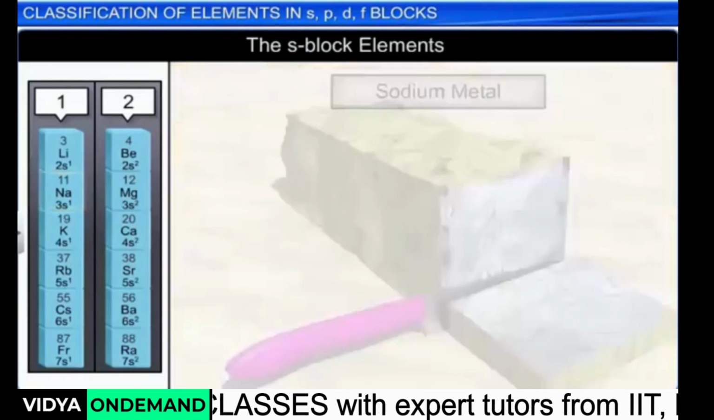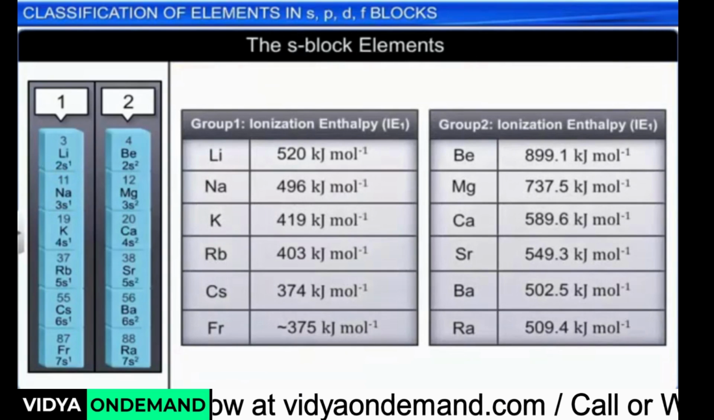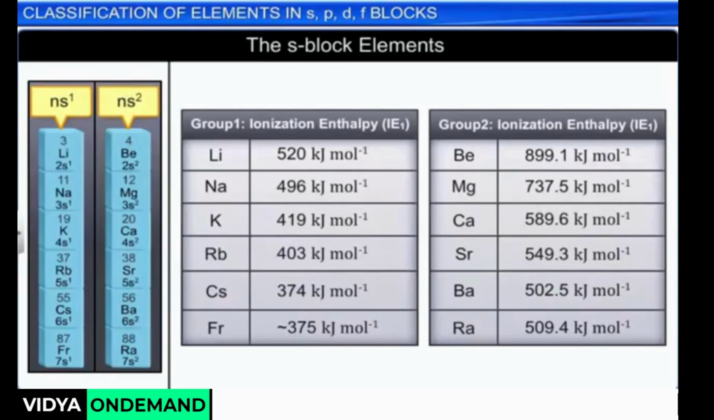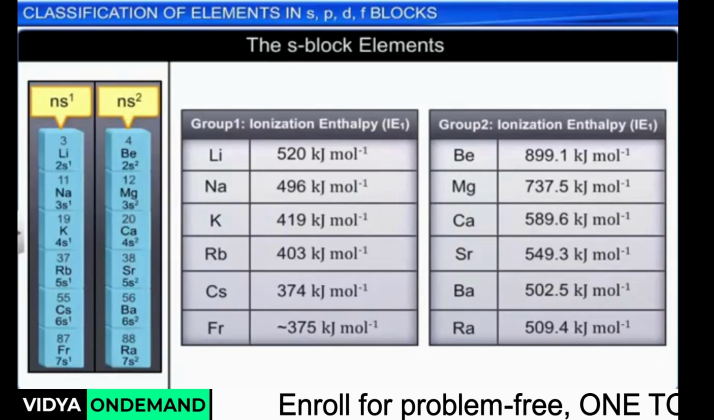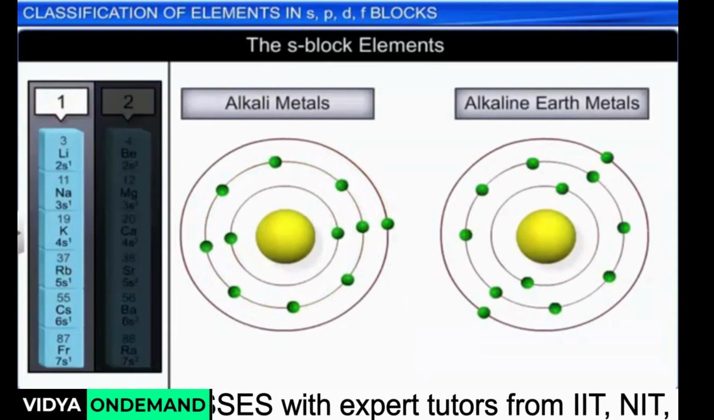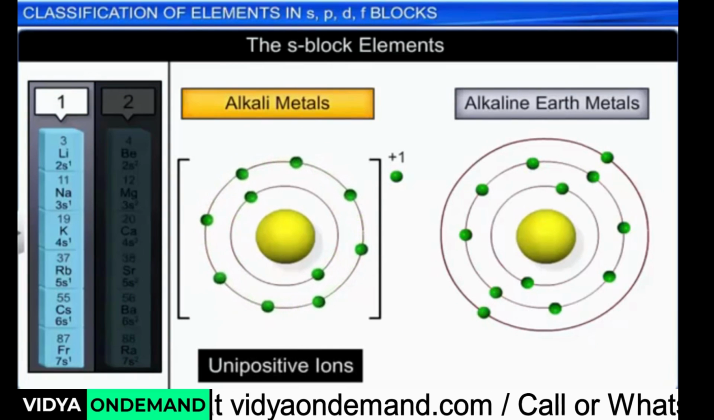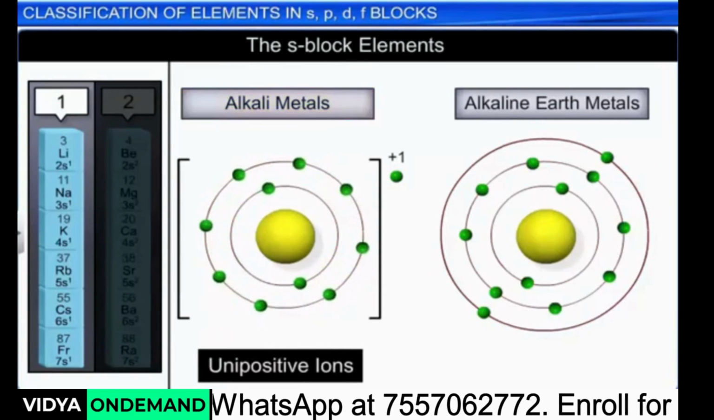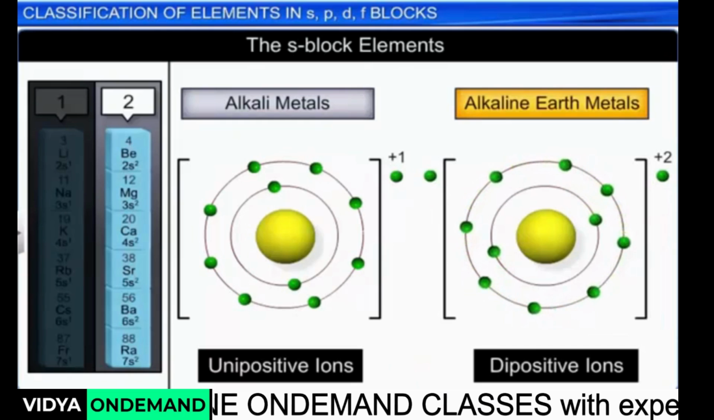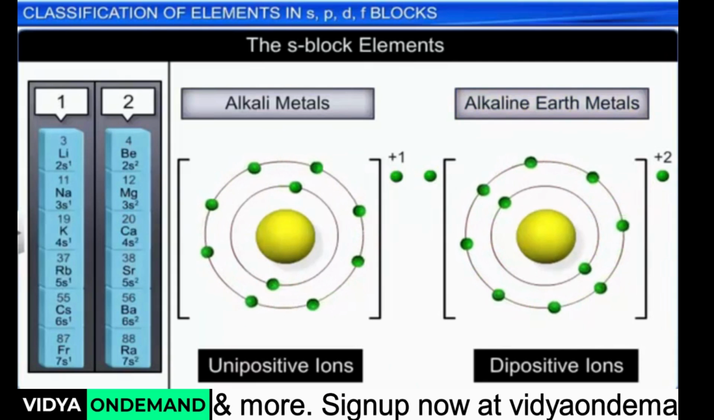With the valence shell electronic configuration of ns1 and ns2 respectively, these elements have extremely low ionization enthalpies. That is, they easily lose their outermost electrons to form unipositive ions in the case of alkali metals, or dipositive ions in the case of alkaline earth metals. Therefore, the compounds formed by the s block elements, with the exception of those formed by lithium and beryllium, are ionic in nature.